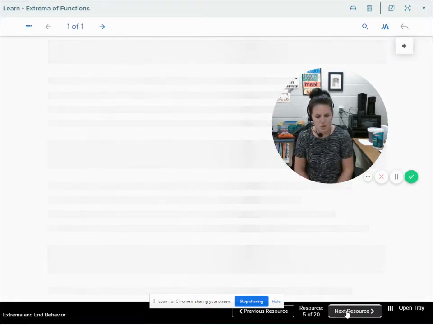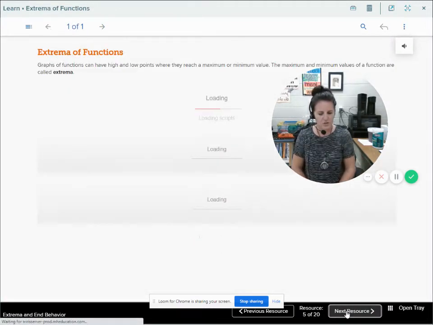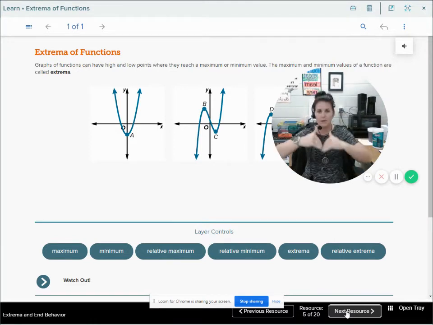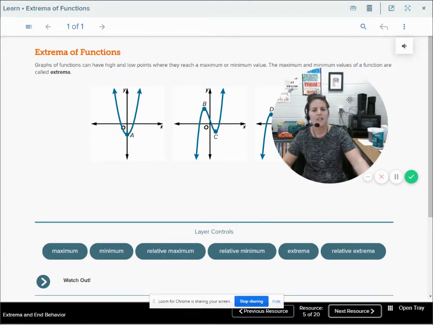So jumping into page 23 of your student workbook, we're going to look at extrema of functions. Graphs of functions can have high points, and they can have really low points, and this is where they reach a maximum at the high point or a minimum at the low point. And the maximum and the minimum values of a function are called the extrema.